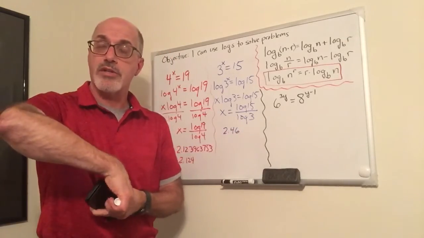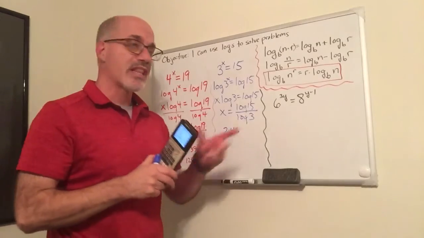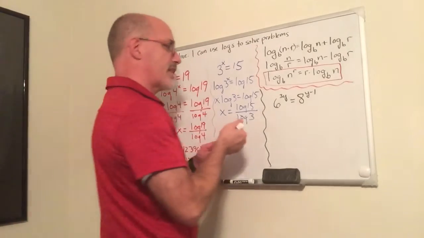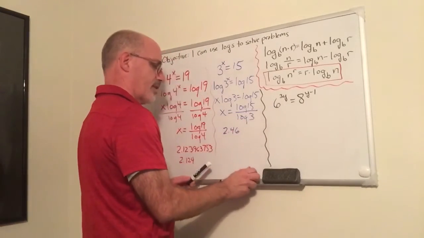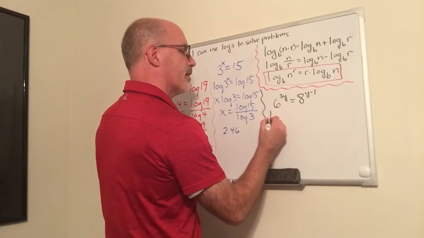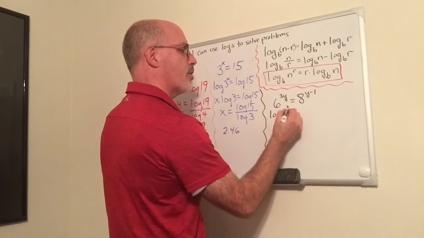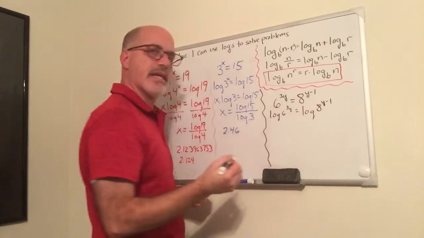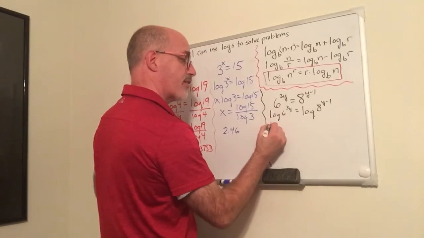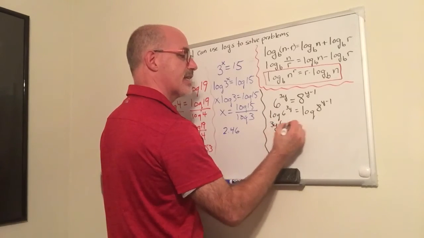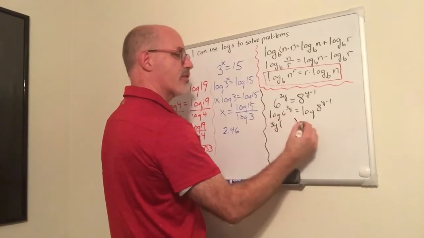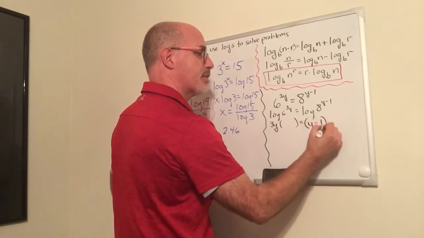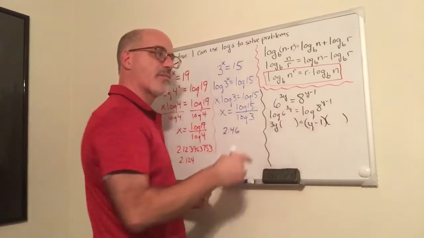Okay, so there's a way to get the variable out of the exponent. Let's use that to solve this problem. So to do this one, what I want to do is take the log of both sides. So I'm going to take log of 6 to the 3y equals log of 8 to the y minus 1. Now I can bring the exponents out in front. Now here is a hint. I'm going to actually figure out what the log of 6 is and the log of 8 is, because I've got a log on both sides.